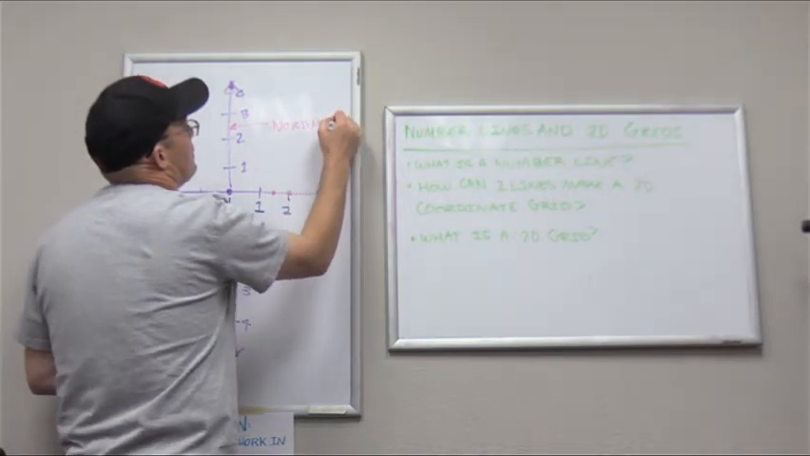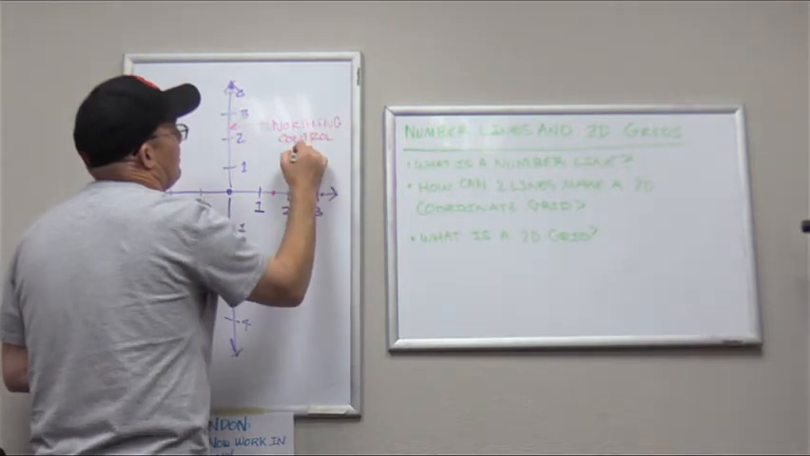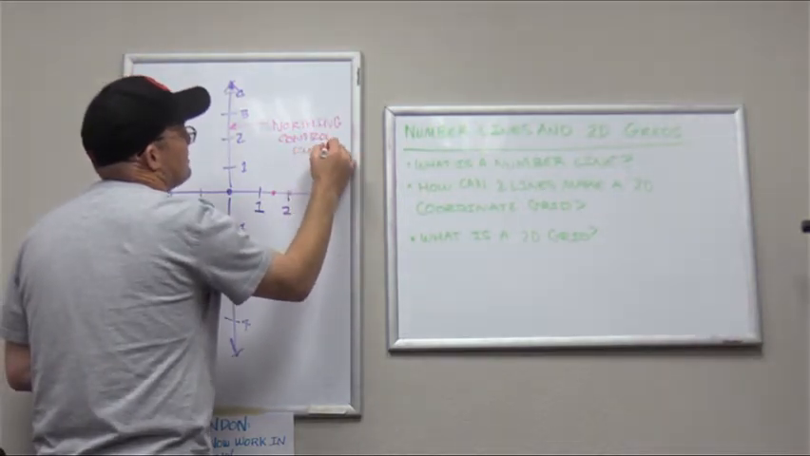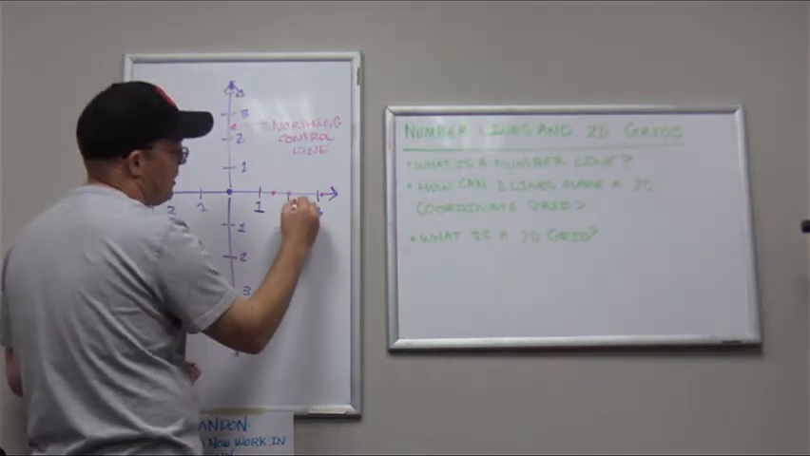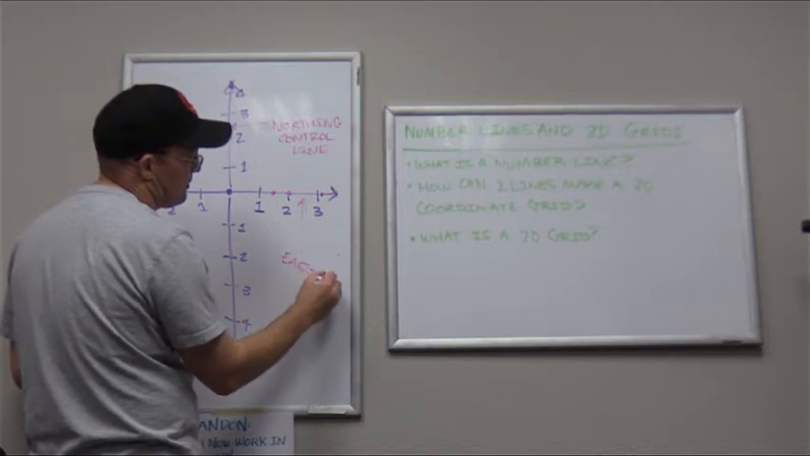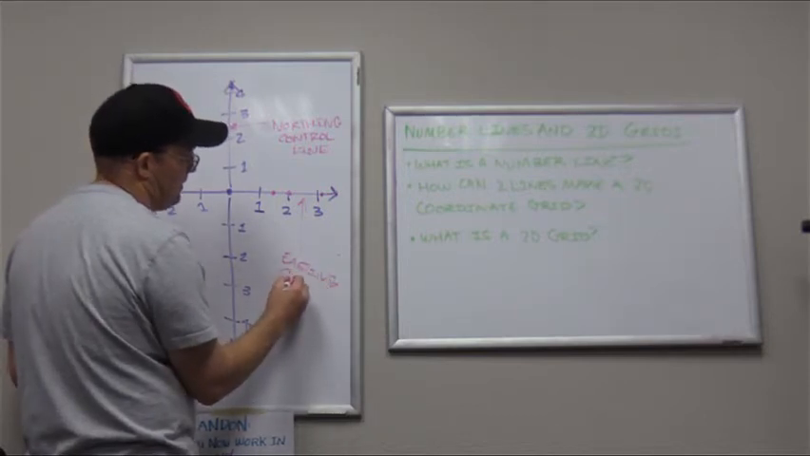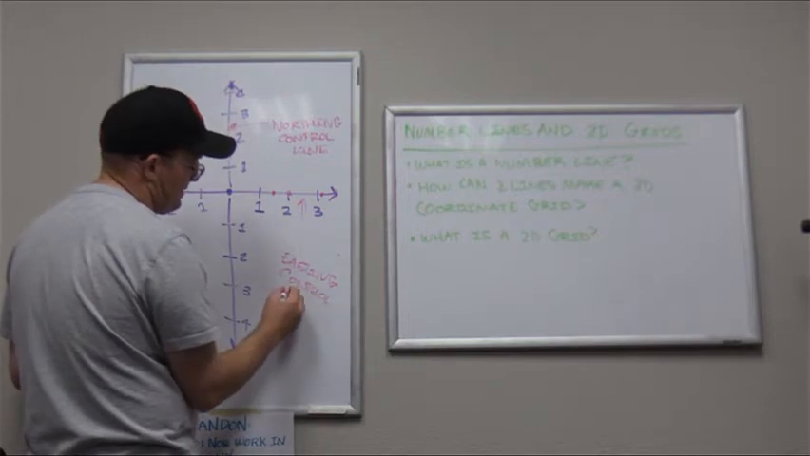I'm going to call it the northern control line, or the northing axis. This one right here, the horizontal, we call easting. Northing and easting, yes, those are real words surveyors use. Okay, so let me explain what a northing and an easting is.